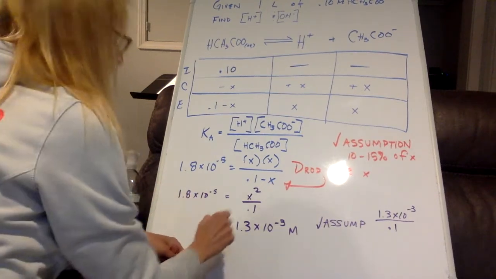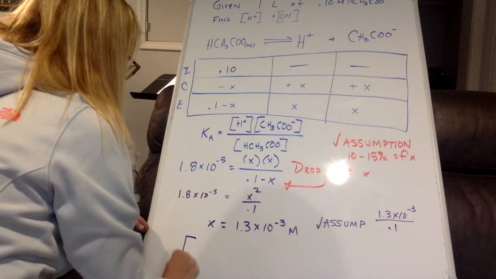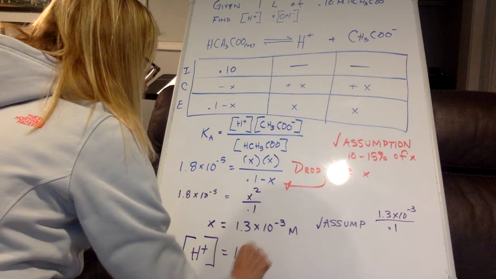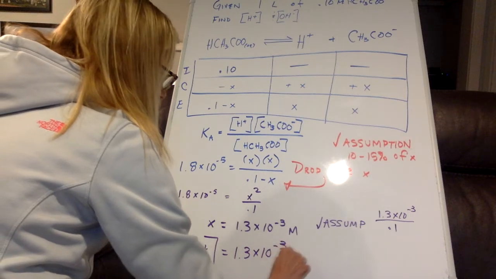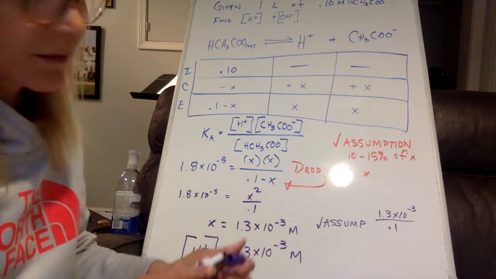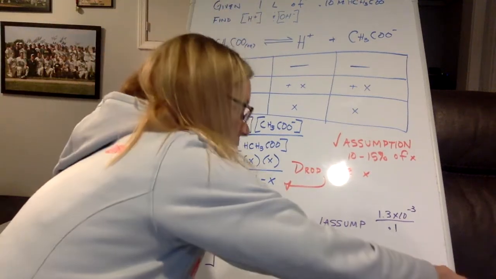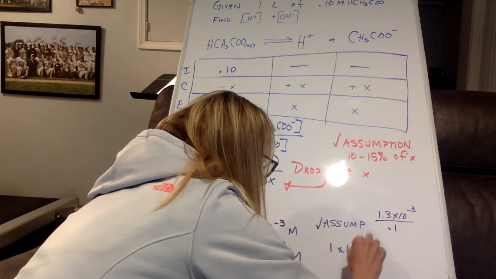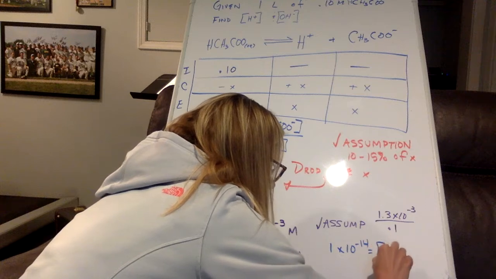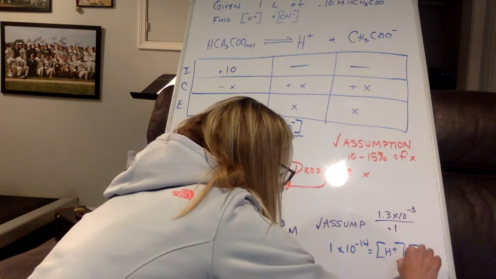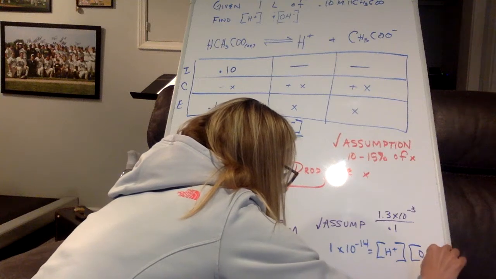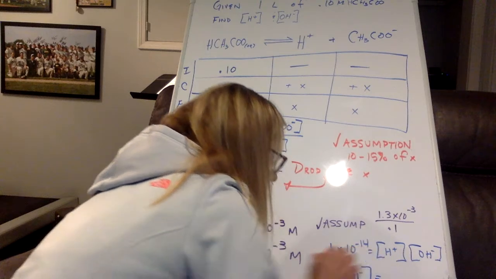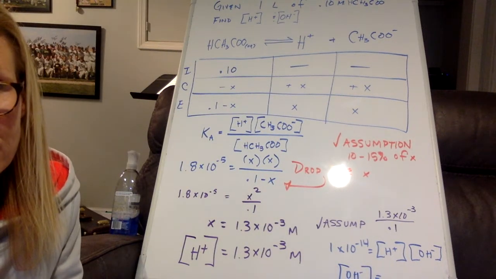Okay, so if this is x, that means that my H plus concentration is 1.3 times 10 to the negative third molar. So just like on the other side, we now use Kw: 1 times 10 to the negative 14th has to equal the H plus times the OH minus, and you solve for the OH minus.